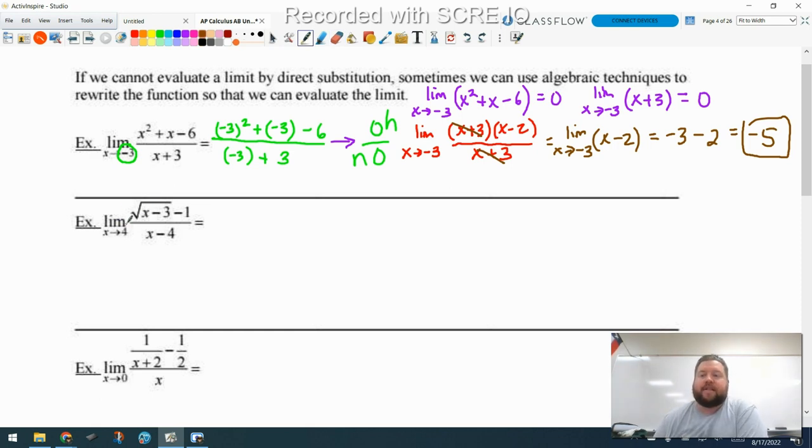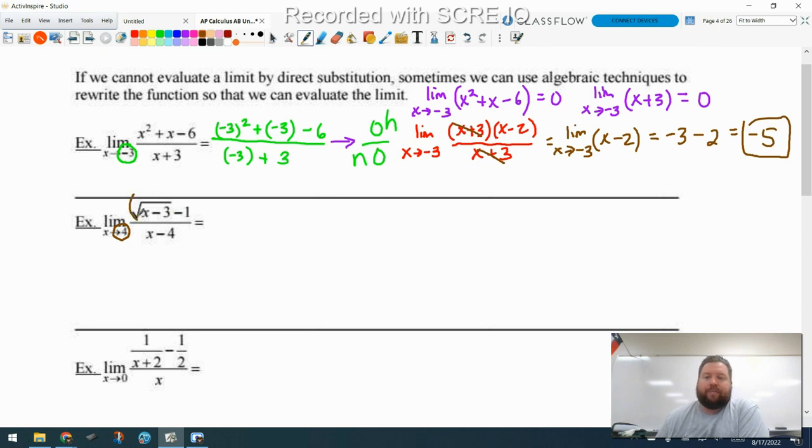We're going to do that step in our head. The limit as x approaches 4. If I plug in 4, 4 minus 3 is 1. The square root of 1 is 1. 1 minus 1 is 0. 4 minus 4 is 0. So it's a 0 over 0, which means we have more work to do.